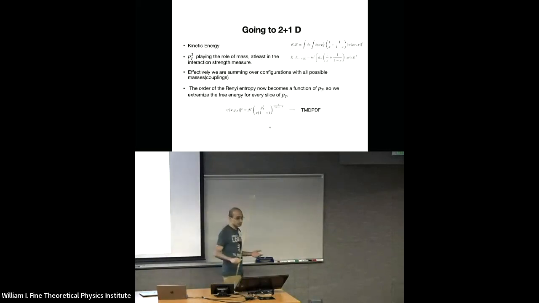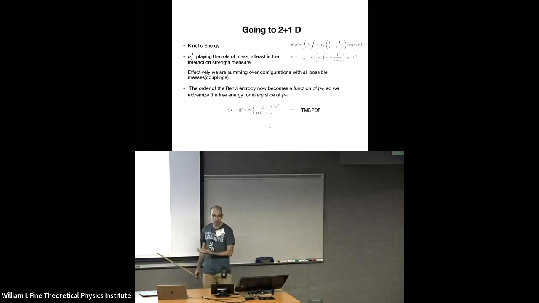And if we take that lesson from 1+1D, then it's natural that the order of the Renyi entropy must now become a function of PT, because that's what the 1+1D is telling me. And so what we are doing is extremizing the free energy for every slice of PT, essentially, based on this intuition. And that gives us, again, a very simple ansatz. I'll not go into details, but I'll be happy to discuss how we derive this.